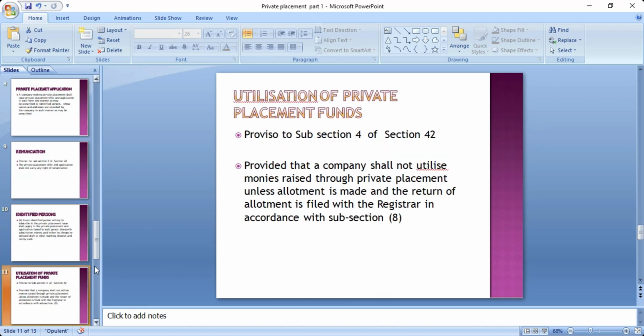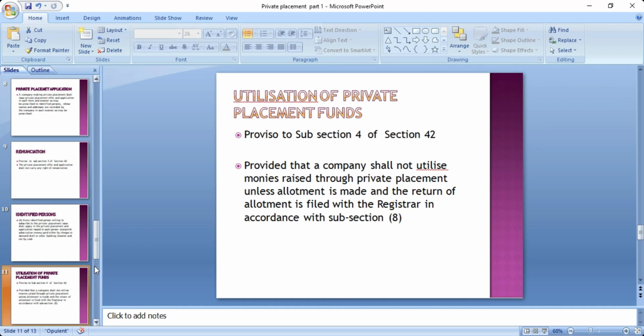So again, coming to the utilization of private placement funds. The proviso to subsection 4 of Section 42 provides that the company shall not utilize the monies raised through private placement unless the allotment is made and the return of allotment is filed with the Registrar of Companies in accordance with subsection 8. So here, once the application money is received, the company has to comply with the allotment and file the necessary form with the registrar. In the absence, it is a violation under the Companies Act 2013.